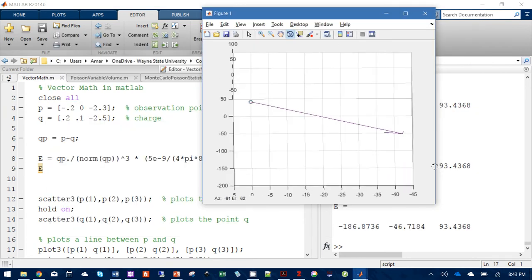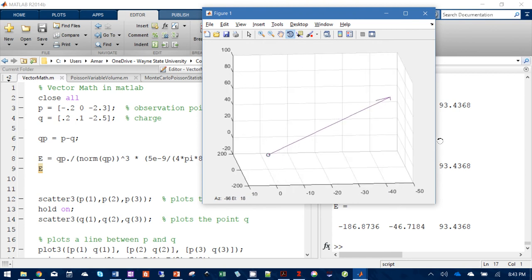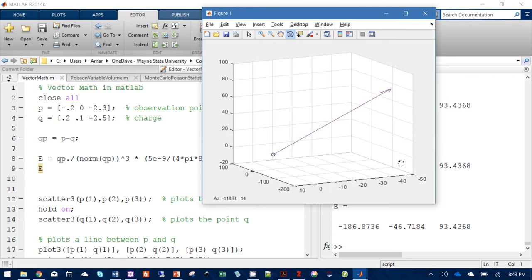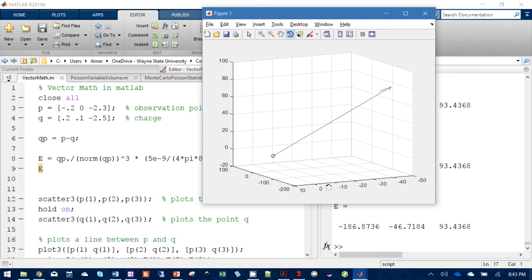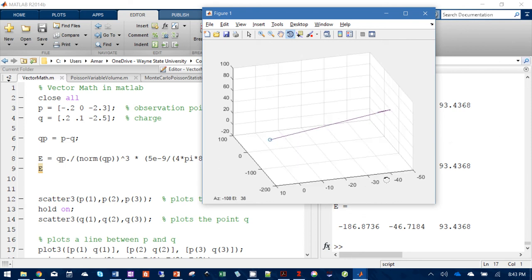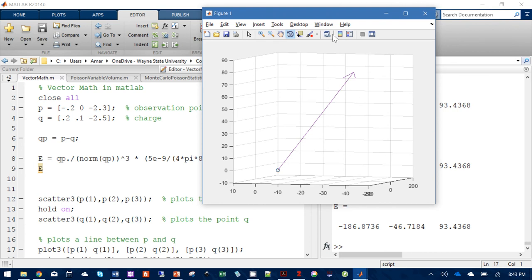All right. You can see the electric field is quite large, so the 2 points are actually just over here. The 2 points appear like they're a single point because the distance between them is small compared to the magnitude of the electric field. This is a relatively large electric field. All right, so that's how you use MATLAB to plot the vectors.